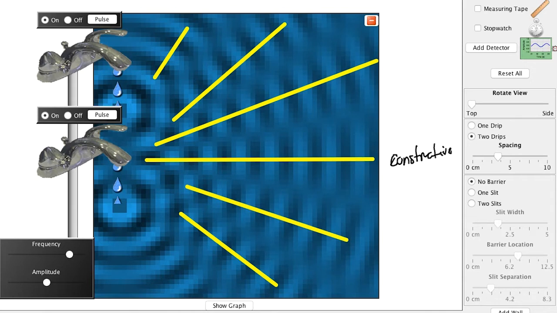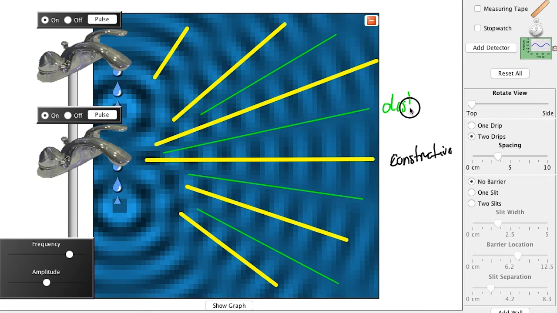In this case, I'm going to color it slightly differently. You'll see I have regions, lines along here where there seem to be these dead spots. There seems to be no wave whatsoever. And these lines are lines of destructive interference.